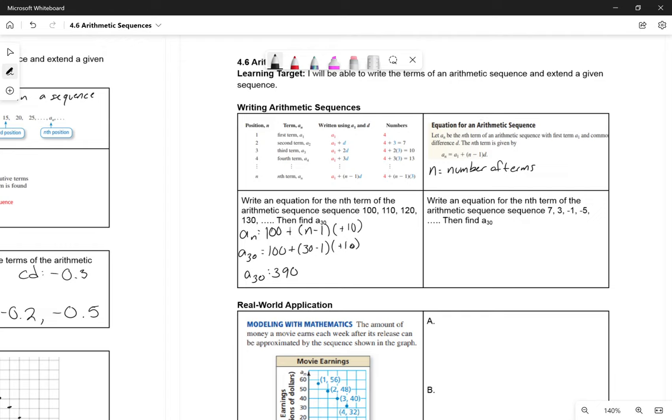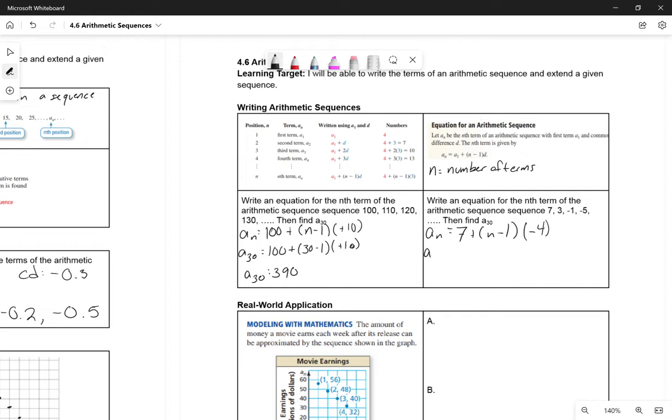Now, let's do another arithmetic sequence and write another equation. So first we're going to set it up: a sub n equals our very first term, in this case 7, plus n minus 1 in parentheses, and now we need the common difference. So we're going to take a look here. I see the numbers are going down, so our common difference is negative. And it's not just going down, it's going down by 4. So our common difference is -4.